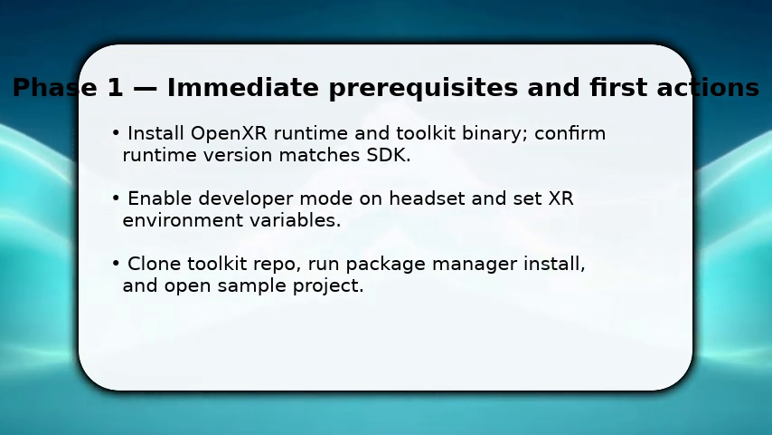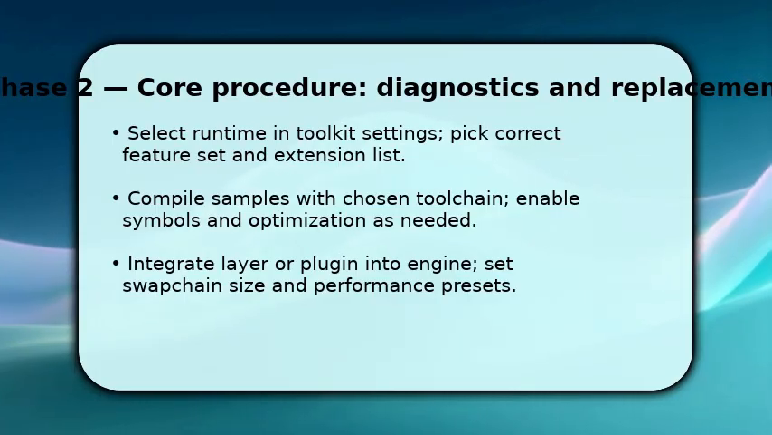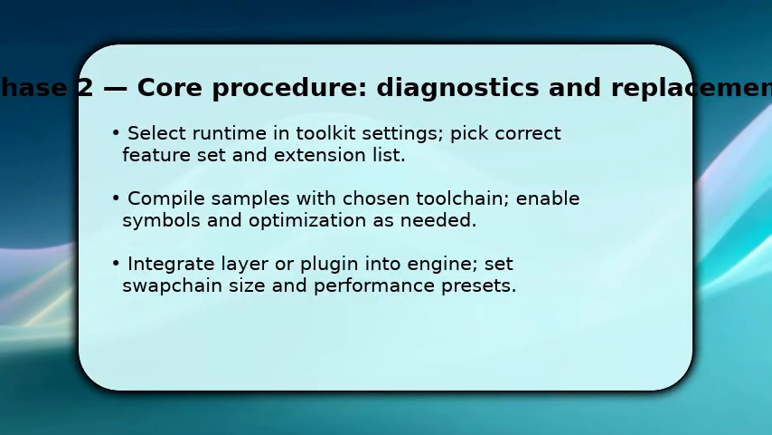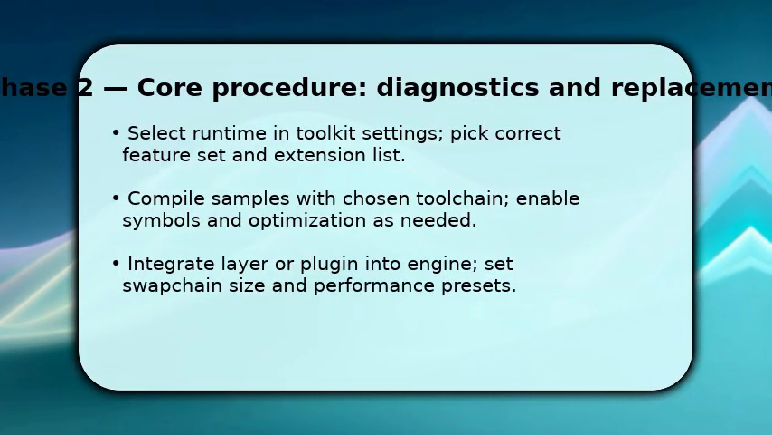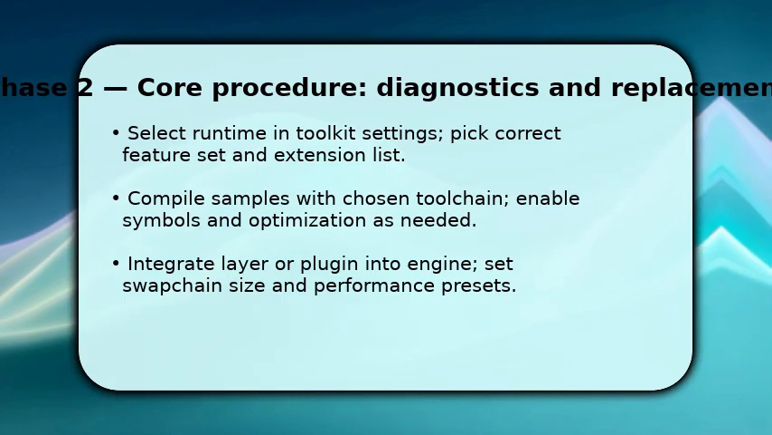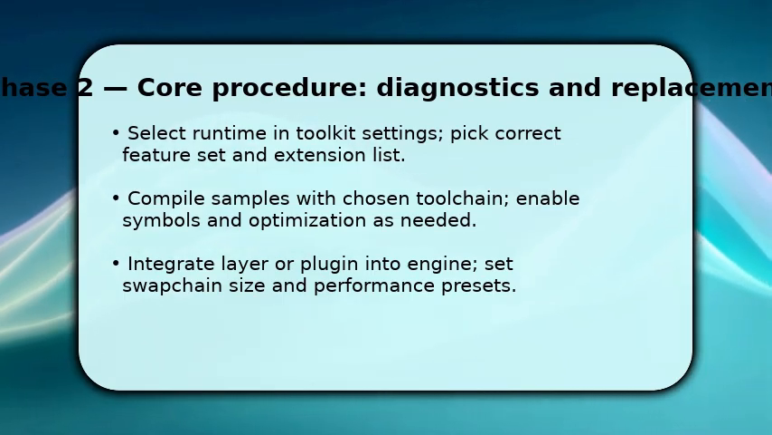You now configure the toolkit to match your target. Choose the runtime in the toolkit settings, pick required extensions, and set the feature profile so the app requests only what the device supports. This prevents runtime rejections.